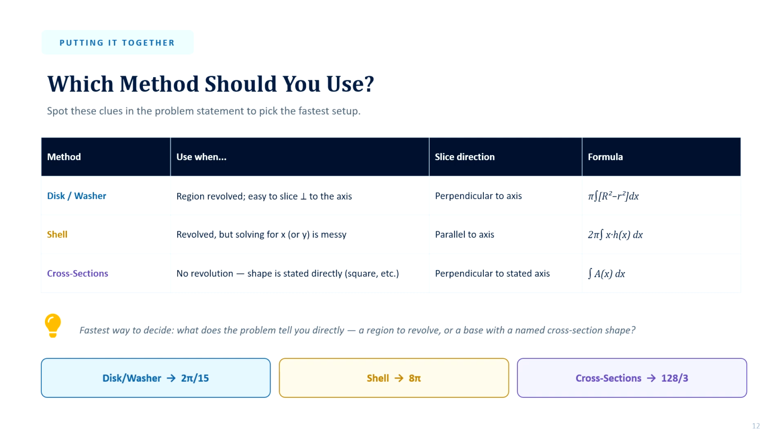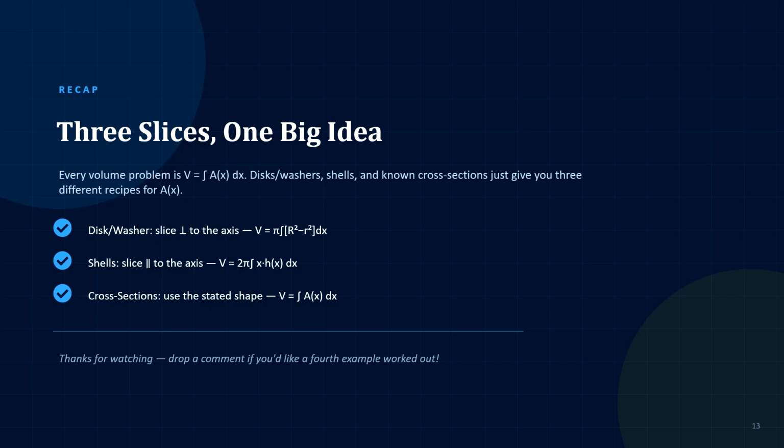Also, if you were to use all three methods, sometimes, I guess, you would get different answers depending on the different types of methods you use.